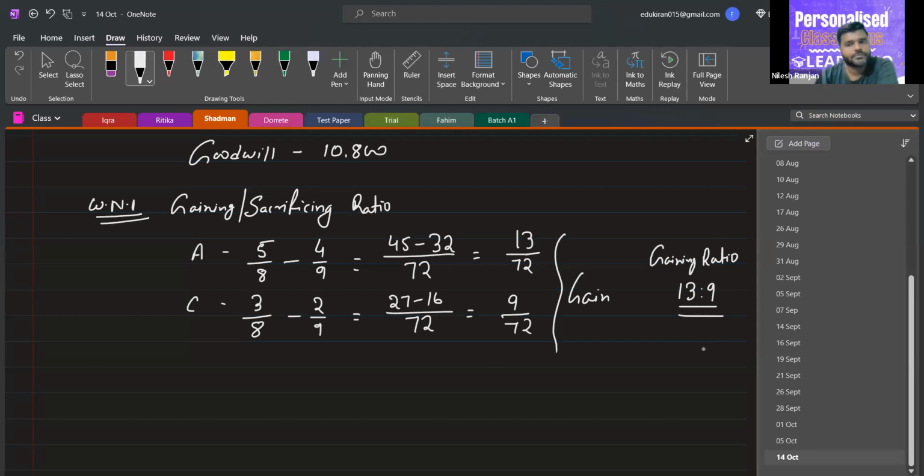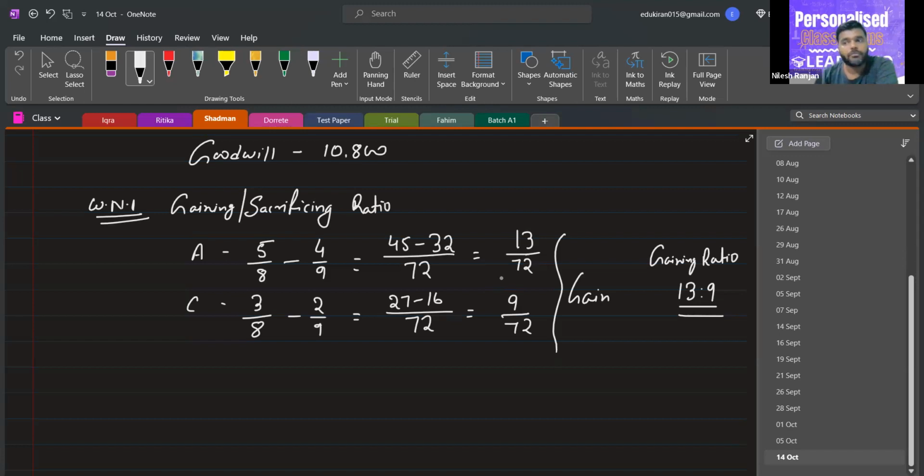Sir, how is it gain? When it is in fraction, then it is gain. Okay, sir. We have used the formula of new minus old. Yes. If we have used old minus new and the result is positive, then it is sacrifice. Old minus new is sacrifice, and new minus old is gain.